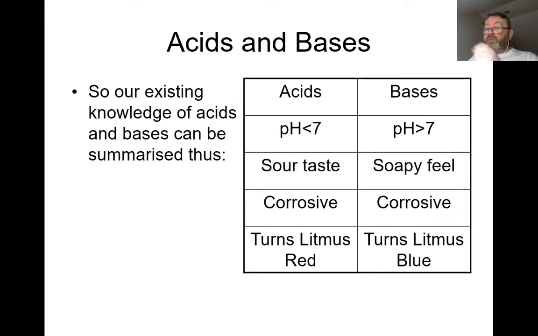So let's just, before we move on, summarise what we already know. Acids have a pH of less than 7, they have a sour taste, they're corrosive, and they turn litmus paper red. That was the definition you had in your junior cert. And likewise, bases are completely the opposite. pH of greater than 7, soapy feel, corrosive as well, but they turn litmus paper blue.